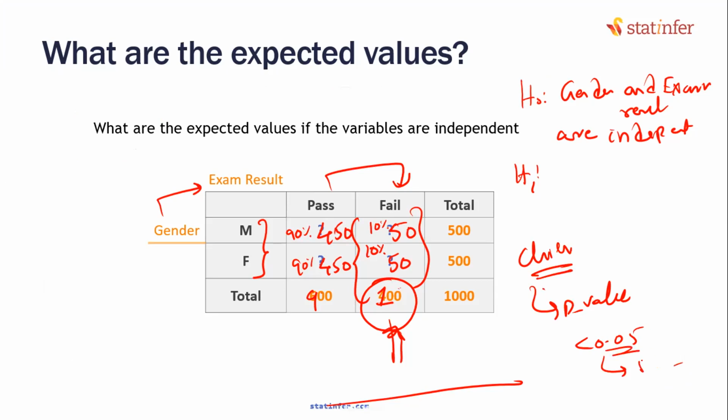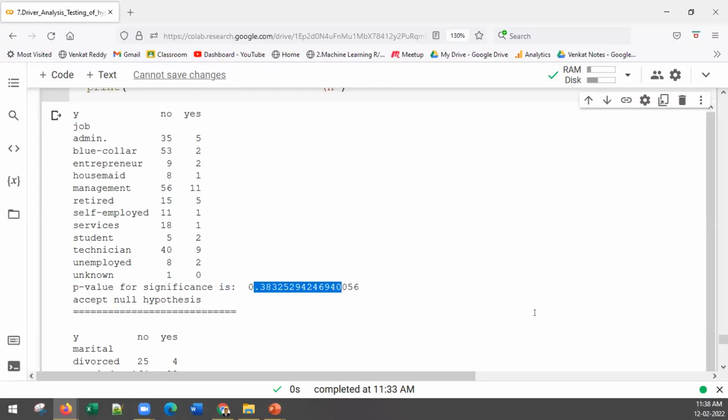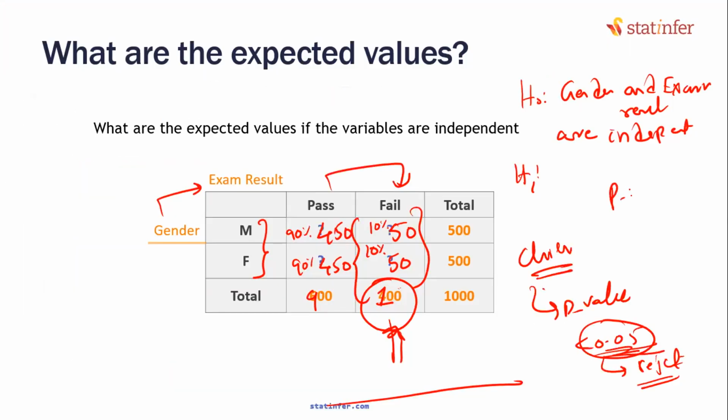You reject the null hypothesis, right? P-value less than 0.05 means far away. You reject the null hypothesis. Here the p-value is 0.38. You will accept the null hypothesis.